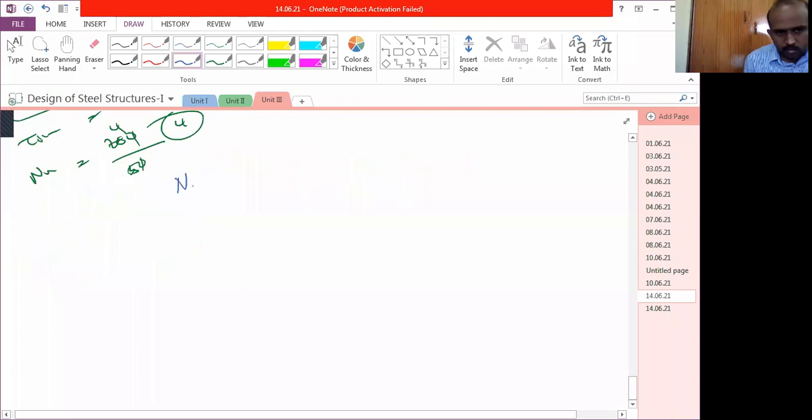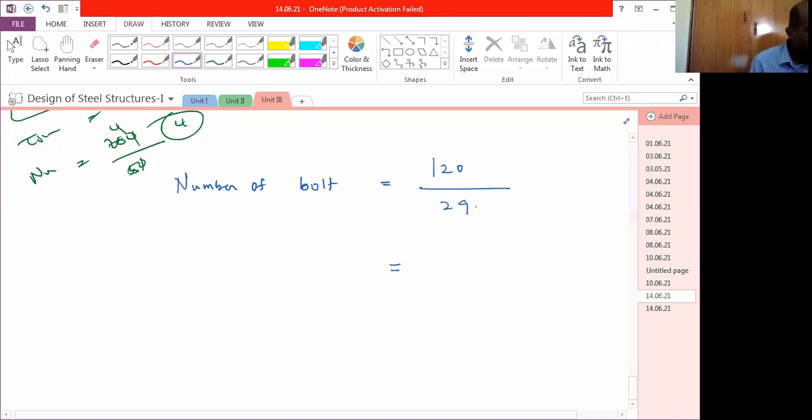So number of bolts. What is the total load we calculated? 120 kilonewton needs to be carried, but one bolt carries 29. The number of bolts we can calculate as total load divided by the capacity of one bolt. Now you tell me how many bolts are needed. 120 divided by 29, approximately it will come 4, right?